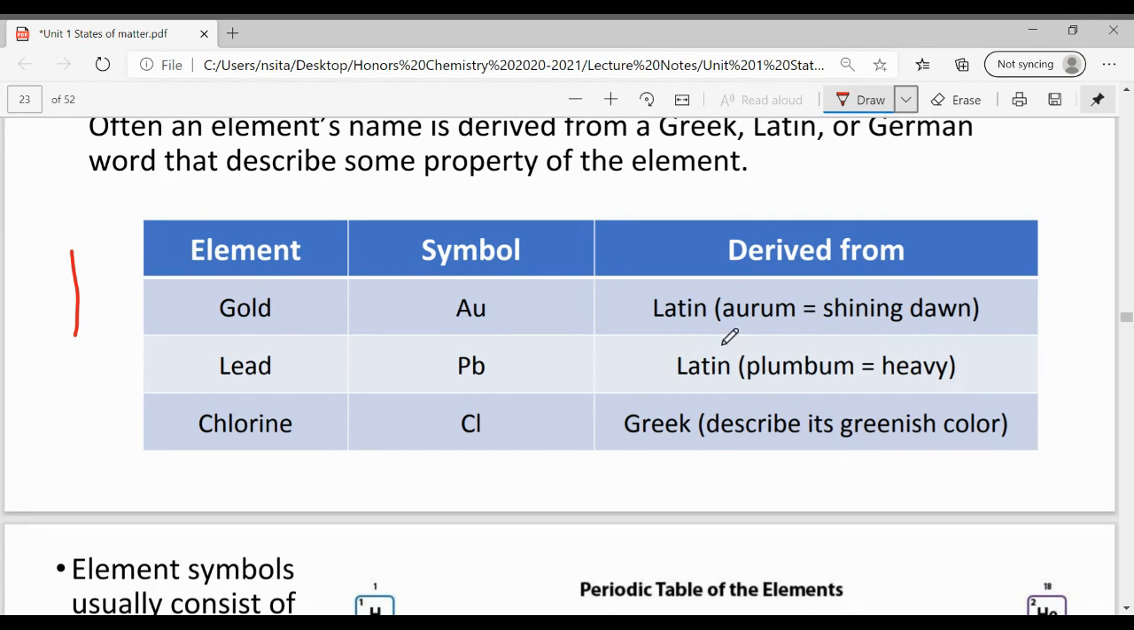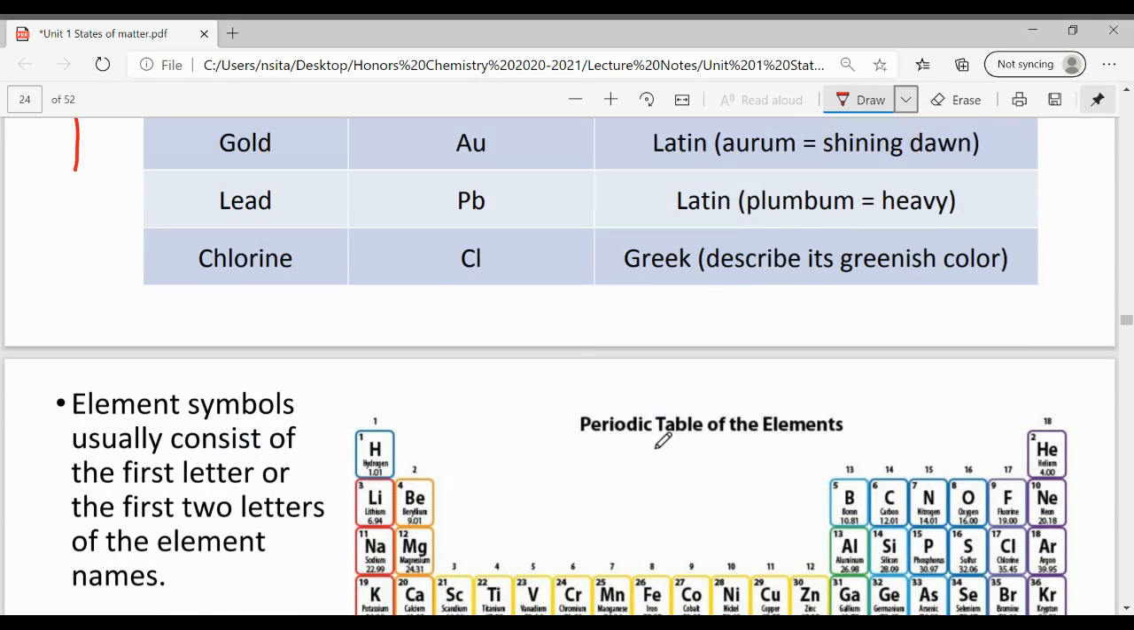Lead is also Latin, derived from the Latin word plumbum. Plumbum means heavy, so that's why lead has Pb. Chlorine is derived from a Greek word, which describes the color of chlorine gas.